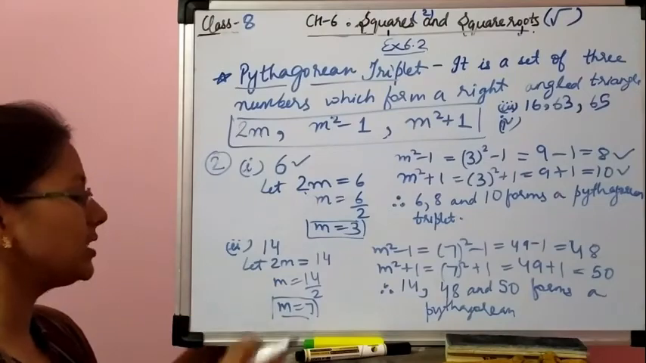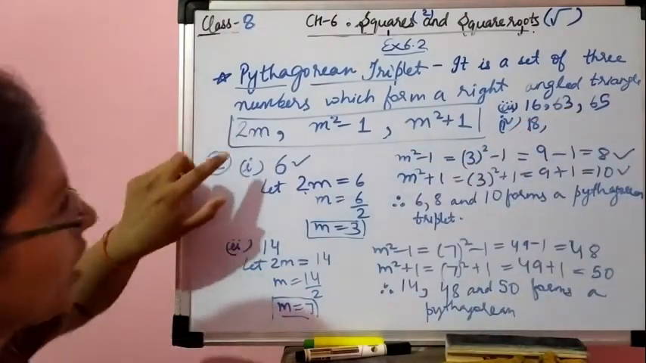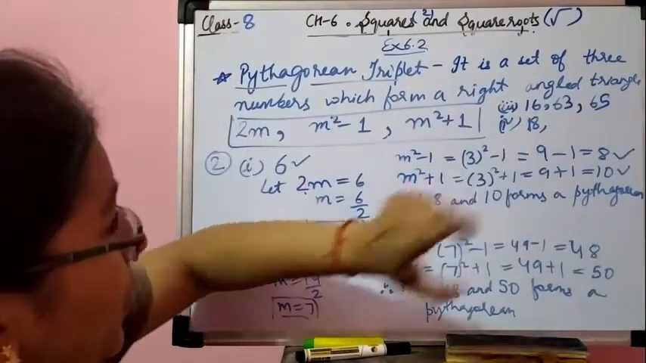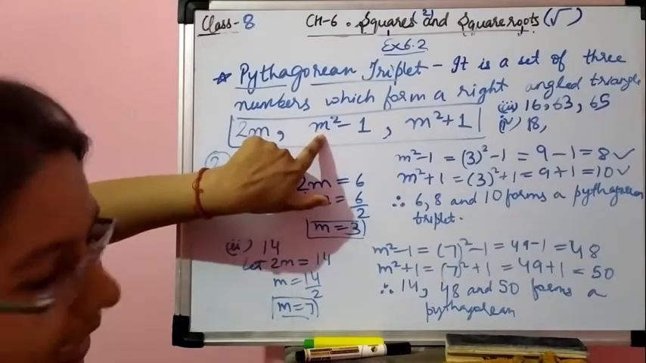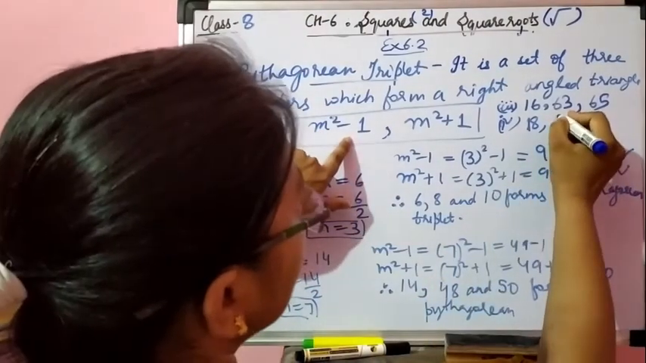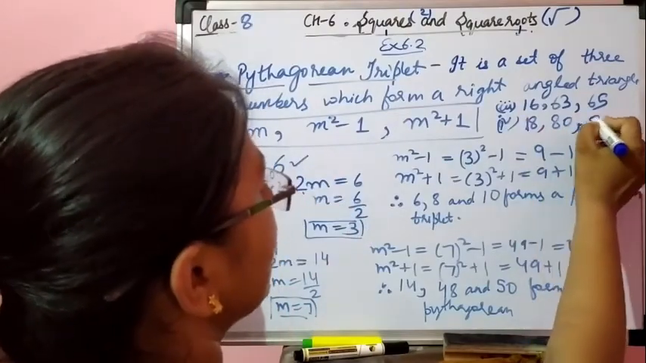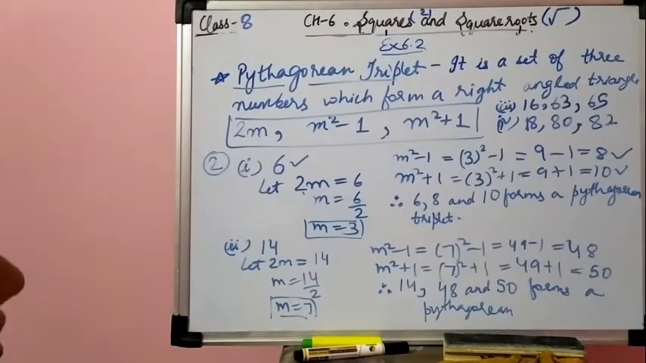Now in the fourth part it is 18. The one member is 18. If I put let 2m is equal to 18, so m is equal to 9. Now if m is 9, then 9 square is 81. 81 minus 1 is 80, and 81 plus 1 is 82. So these are the three members of the Pythagorean triplet.